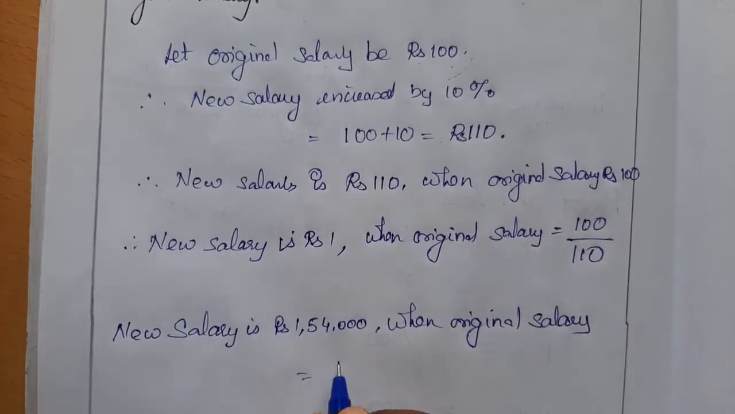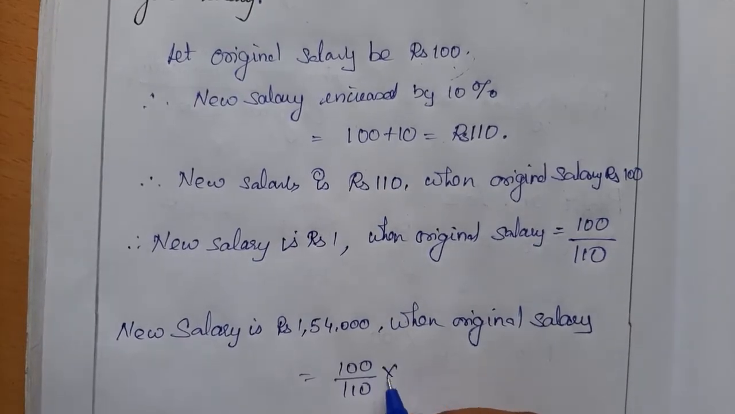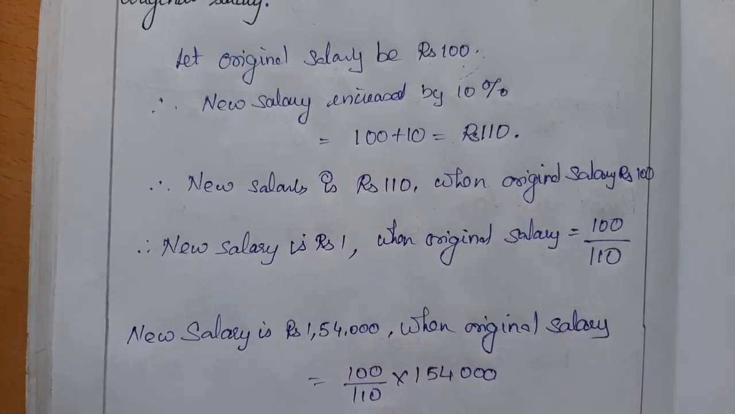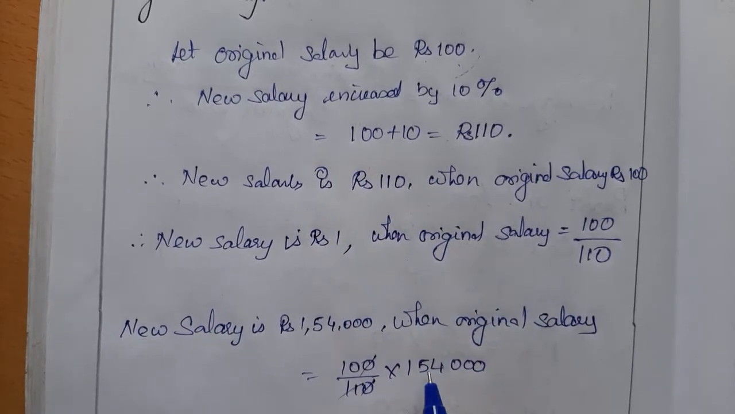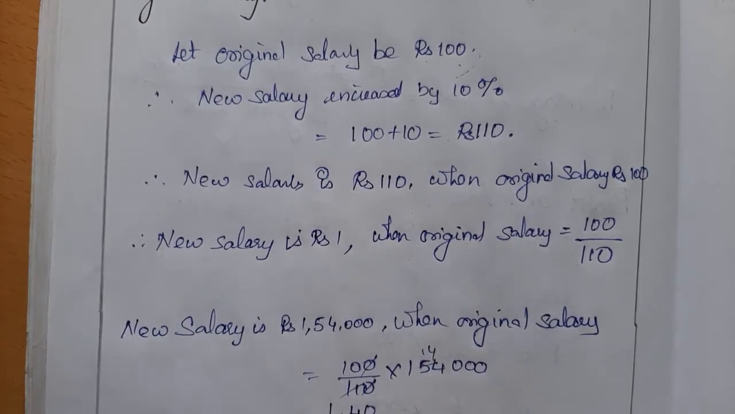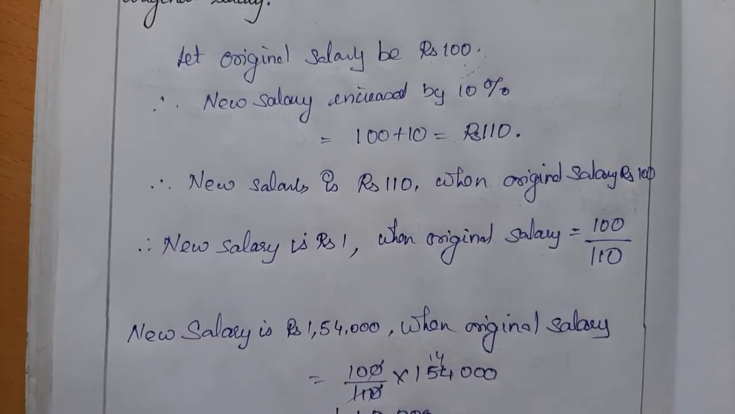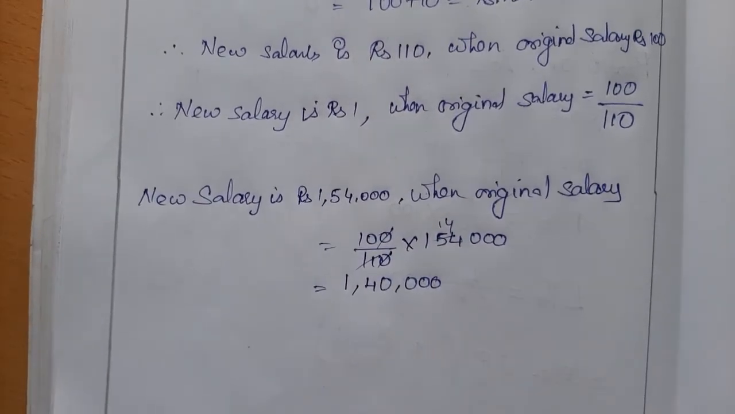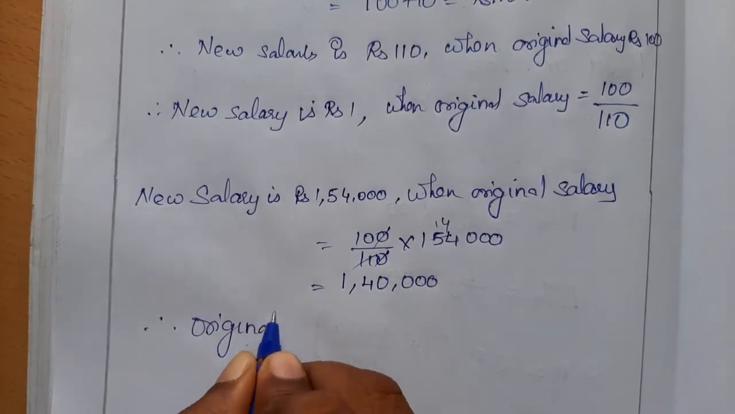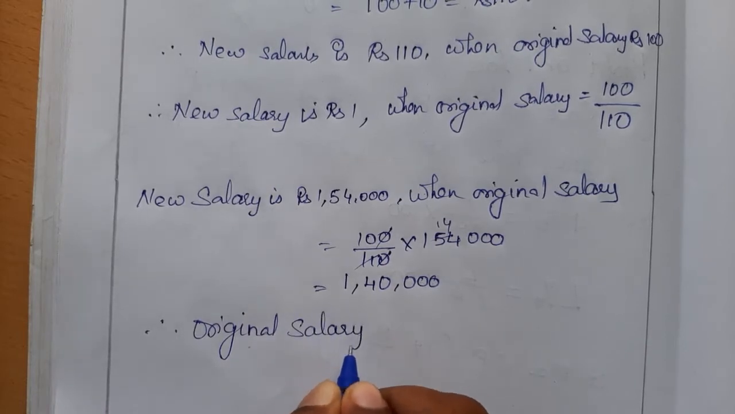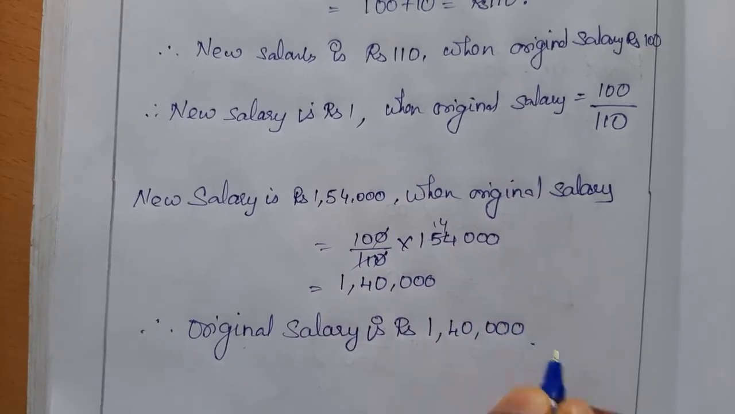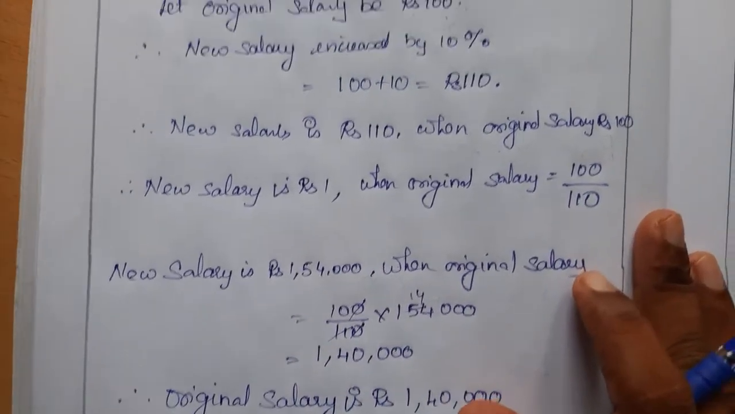Original salary will be 100 divided by 110 into 1,54,000. So now we have to simplify, and we will be getting it as 1,40,000, right? So previously they are paying for getting 1,40,000. Therefore, the original salary is rupees 1,40,000. Clear?